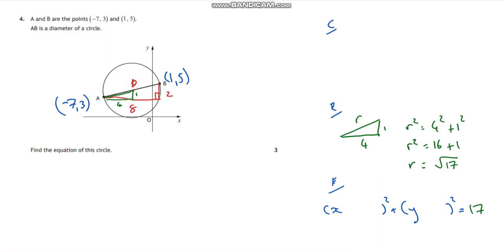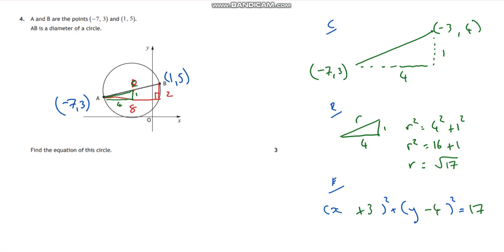And then how do you find the centre? Well, I know that if I go from point A, which is negative 7, 3, and I go along the 4 and up the 1, right, along the 4 and up the 1, that's going to take me to my new centre. So negative 7 plus 4, that's negative 3. 3 plus 1 is 4. So that would be your centre. So change the signs, plus 3, negative 4, and that's you for a nice little 3 marks, isn't it? Plus 3, negative 4, absolutely.